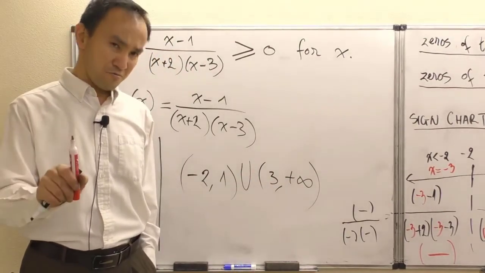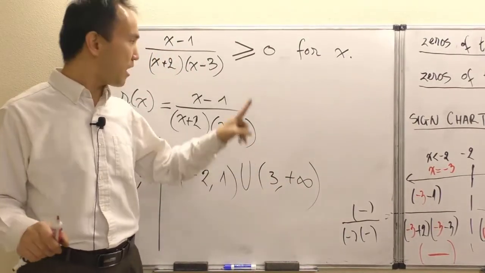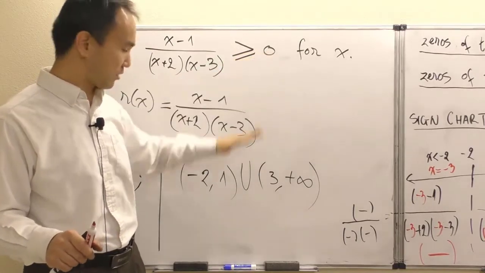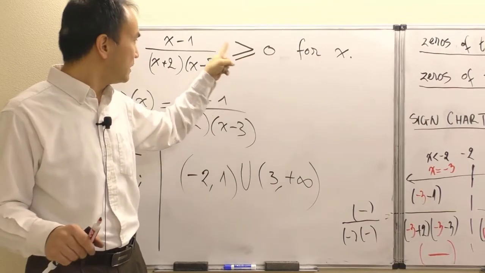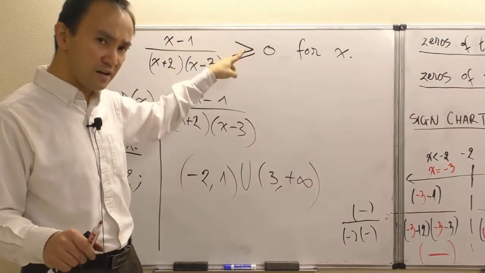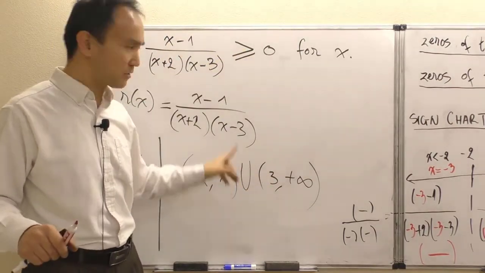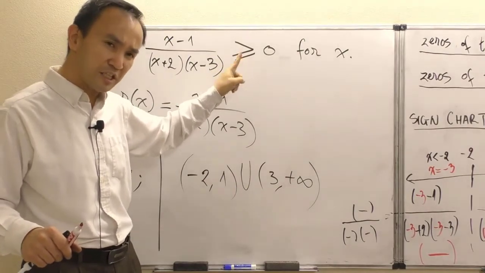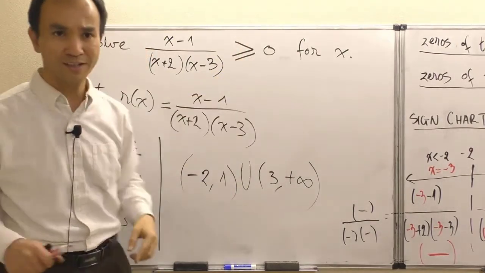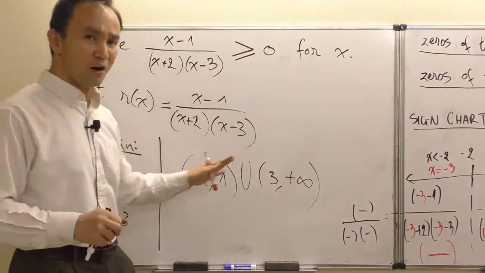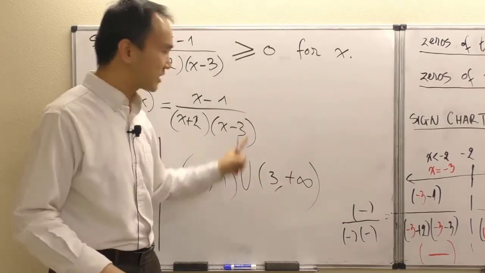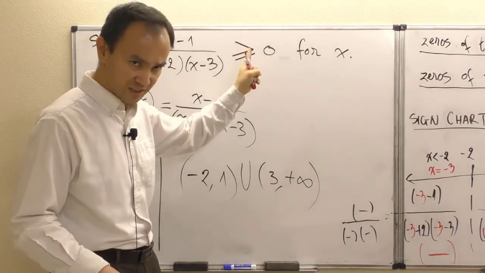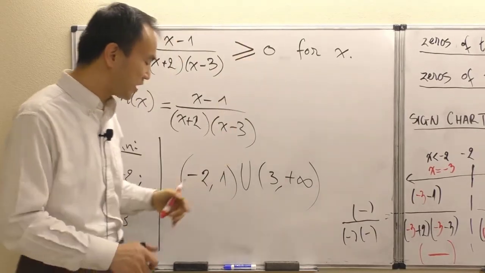But now, if this was the problem where it was strictly greater than 0, then we would be done right here. But for this problem, we want the left-hand side greater than, and also equal as well, greater than or equal. So that means we've done all of these ones and picked all of the intervals that satisfy the strict inequality first.